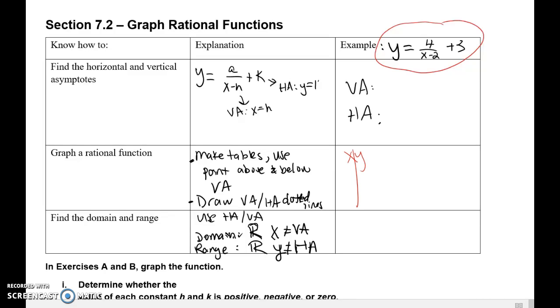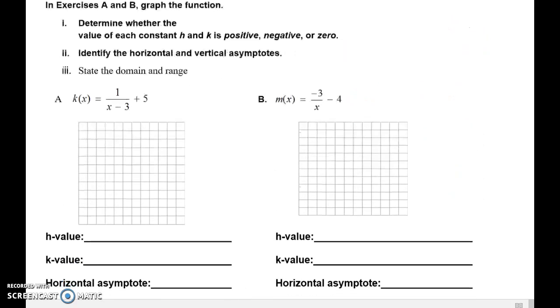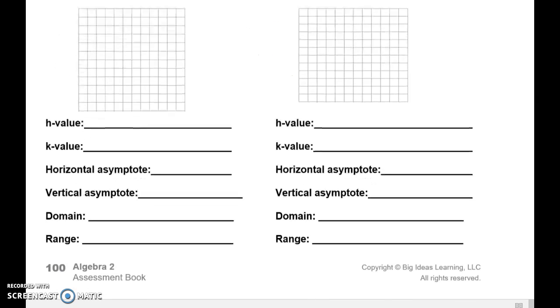Now that we know the VA, you're going to place that VA number in your table, and then pick a number above and below and figure out those values. You can then plot your VA and your HA and plot those 2 points and sketch. Next, tell me the domain and range. In class, we'll try these examples.